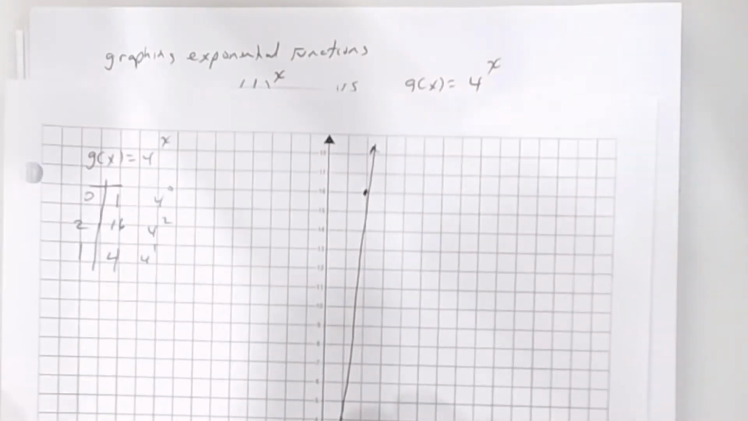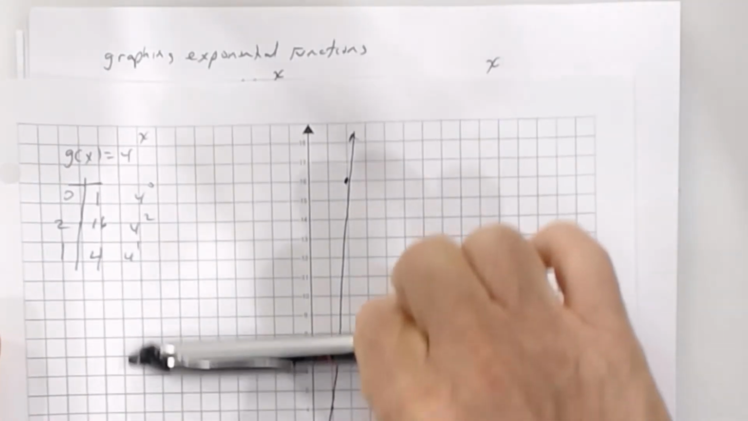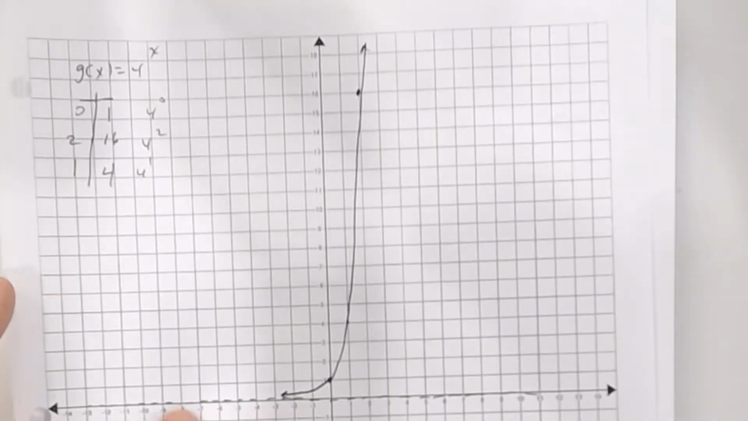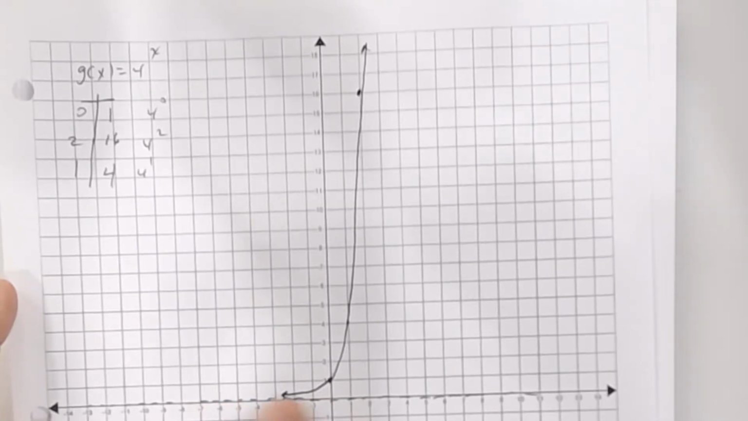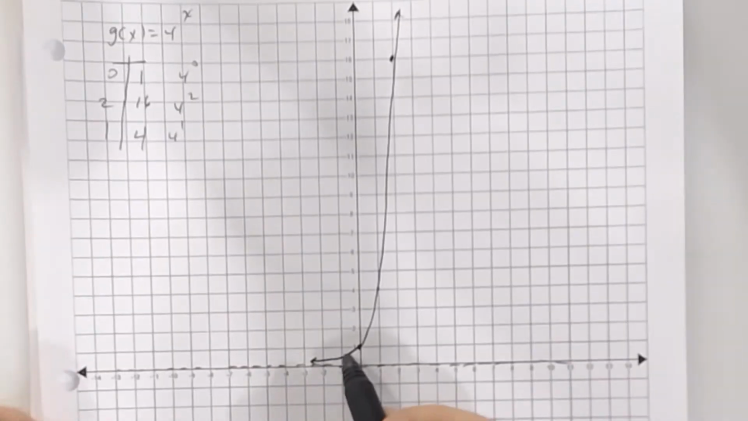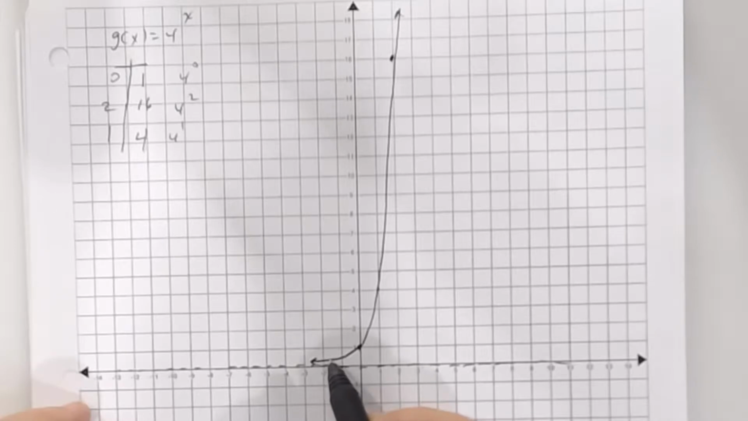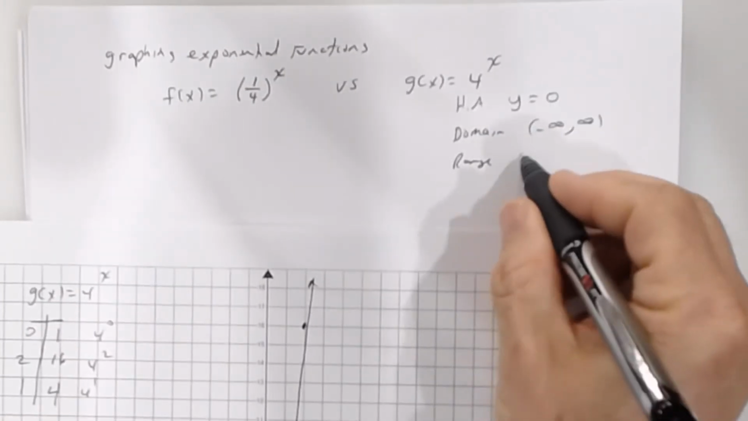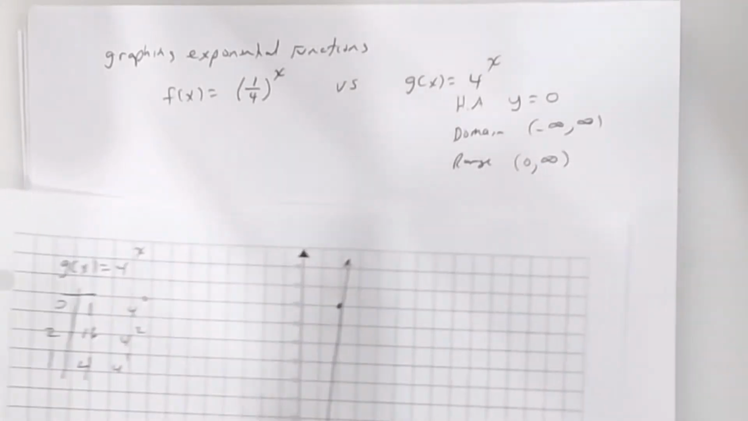What's the range? 0 to infinity. Is it bracket 0 or parentheses 0? Parentheses, because I can't use 0 for my y value. Because look, guys, is this y value ever going to be a 0? No, because it's not going to touch the x-axis. It gets closer and closer to it, but it's not going to touch it. So it's parentheses 0 to infinity.